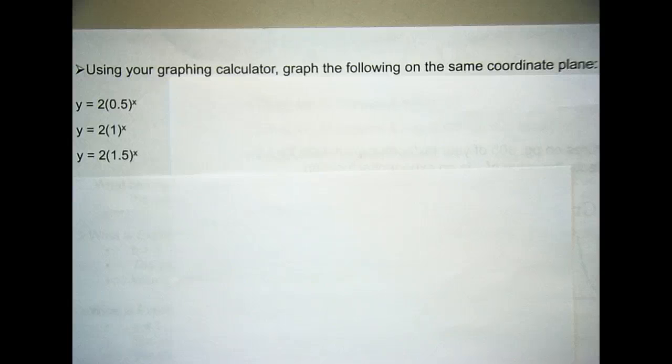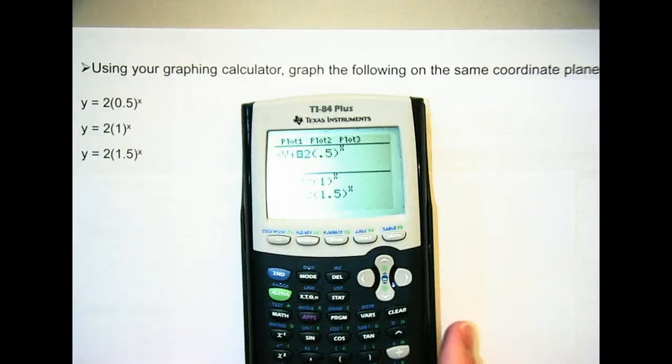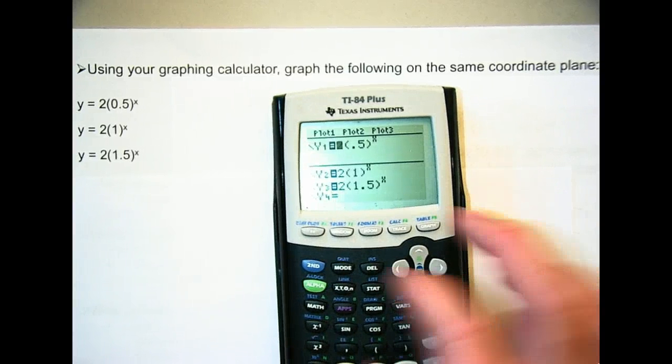Only a couple people graph. Can I borrow your calculator? Thank you. They all say X. Yep. Okay, so Lee's put them in there. She's been kind enough to loan me her calculator, so there we go. Okay, got them in. We graph.